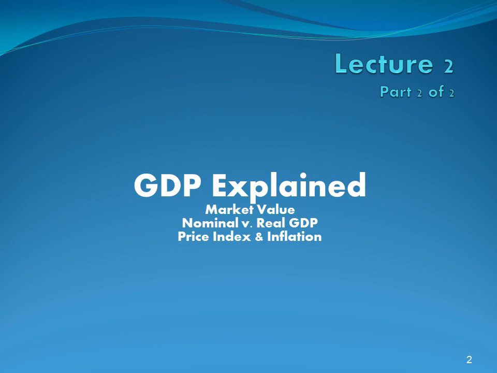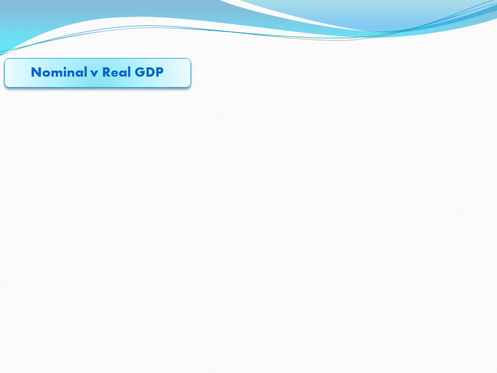In this particular lecture, we're going to look at GDP, its market value, and try to measure it in a couple different ways, and then look at how we measure prices and inflation in the economy. The first thing we're going to look at is a simplified economy and calculate GDP.